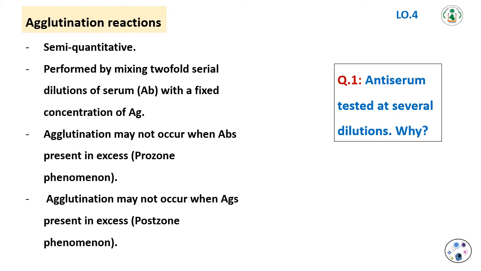Agglutination may not occur when antibody is present in excess. We call this the prozone phenomenon, when antibody is present in excess. Agglutination also may not occur when antigen is present in excess. We call this the post-zone phenomenon, when antigen is present in excess.